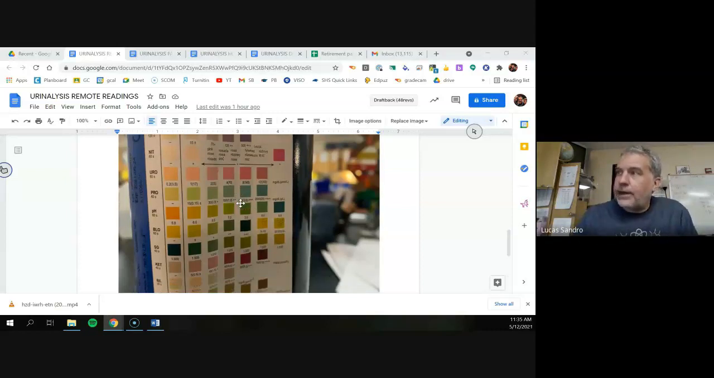The only exception to that is pH. This here is actually not a normal pH reading. This is an acidic pH reading. So if it's that color, that is an abnormal reading. Everything else, this is normal, this is bad. Okay, so that's your readings.